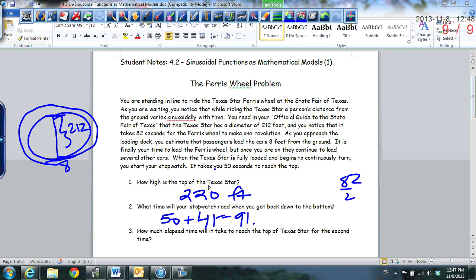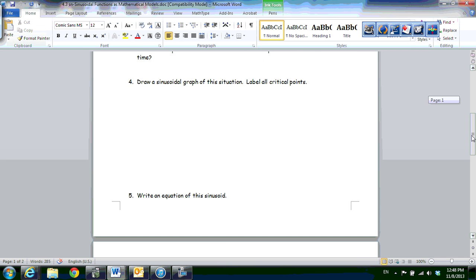And then number 3 wants to know, okay, if you take 50 seconds to get to the top, and it takes another 82 seconds to go one full revolution, how much time will it take for you to get to the top again? So you're going to be at 132 seconds. Okay, that's that part. On number 4, they're asking us to draw it.